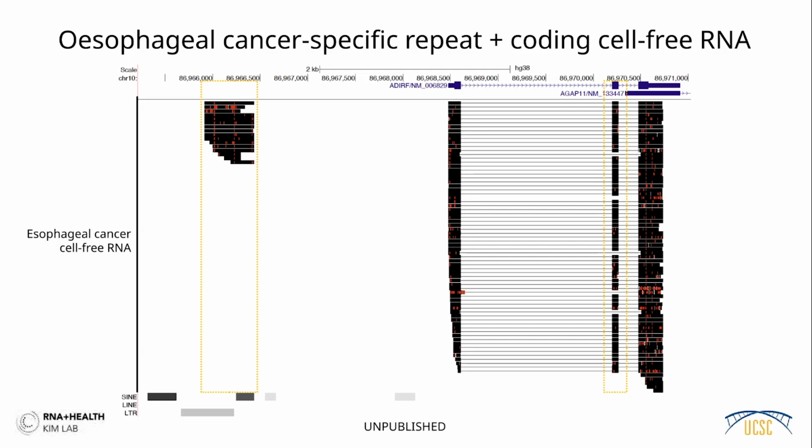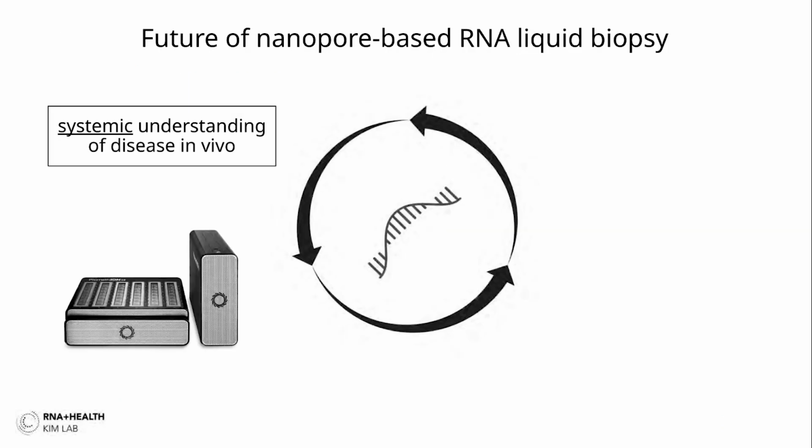And so here you can see that this particular cell-free RNA is actually comprised of multiple repeat element sequences, both SINE and LTR-derived sequences. And so, again, this really enables a very cancer-specific signal that we can use to identify whether someone has cancer or not.